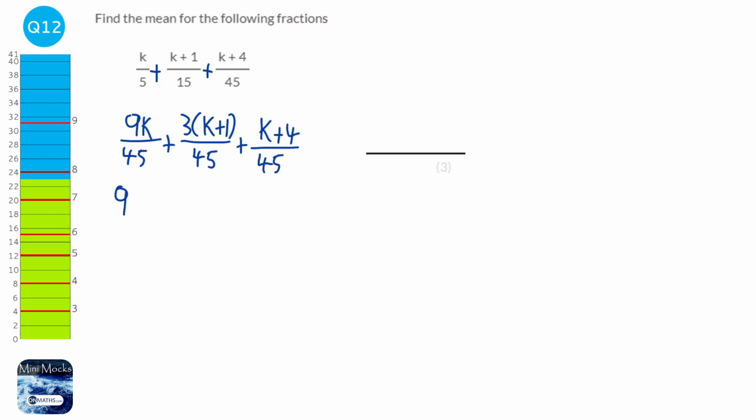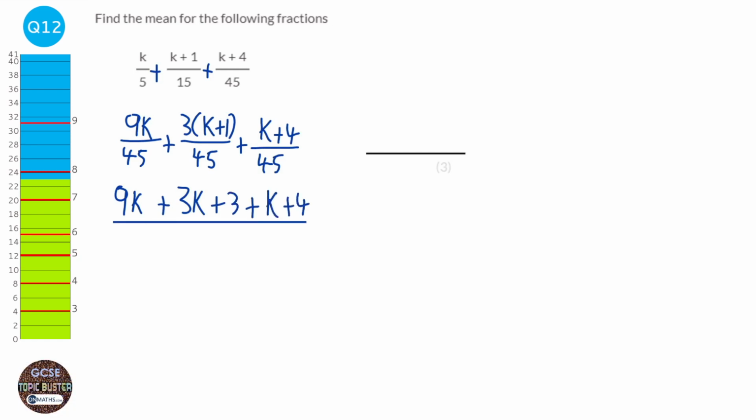Then we can just add the numerators together, and I'm just going to expand the bracket here, so it's 3k plus 3 plus k plus 4, and then all of that over 45. And then we're going to do 9k plus 3k plus k, which is going to be 13k. And then 3 plus 4, which is just 7, over 45. So the sum of them is 13k plus 7 over 45.